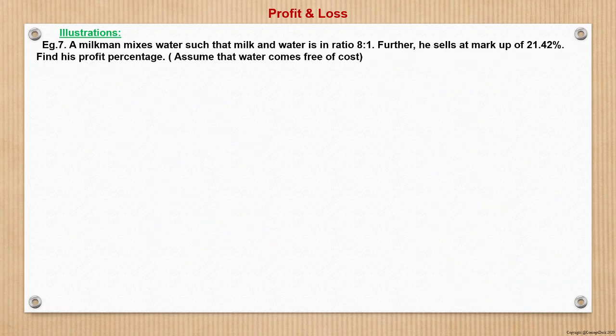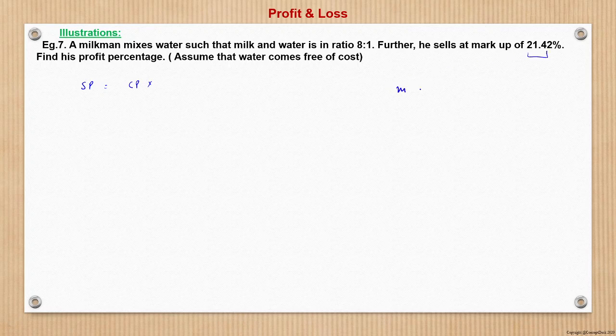Now question number 7 says that a milkman mixes water such that milk and water are in ratio 8:1. Further, he sells at a markup of 21.42%. Find his profit percent. So let us see what the final selling price will be. It will be nothing but the initial cost price, total cost price, into different factors. What is the first factor? He is mixing water, right? So the quantity factor, and then the second factor is the markup factor.